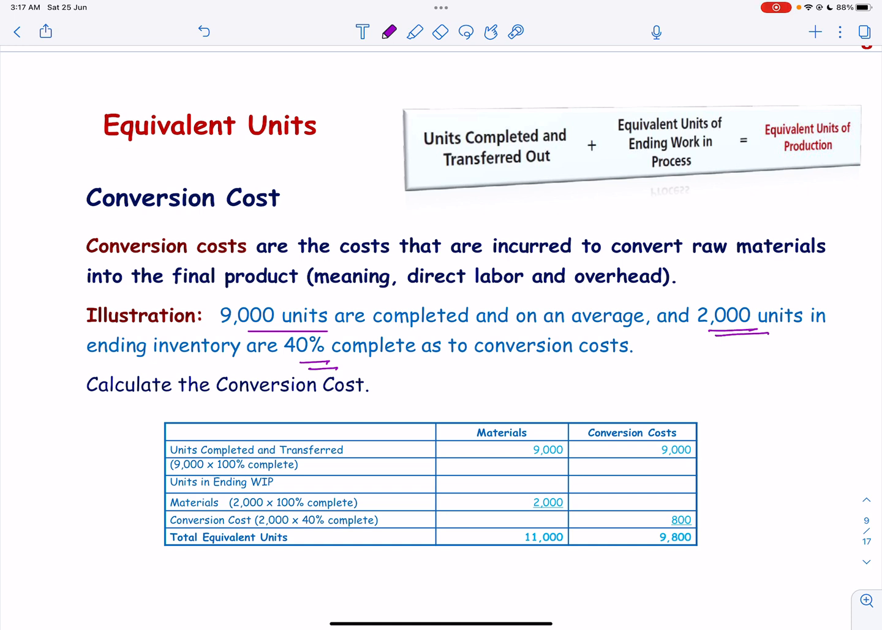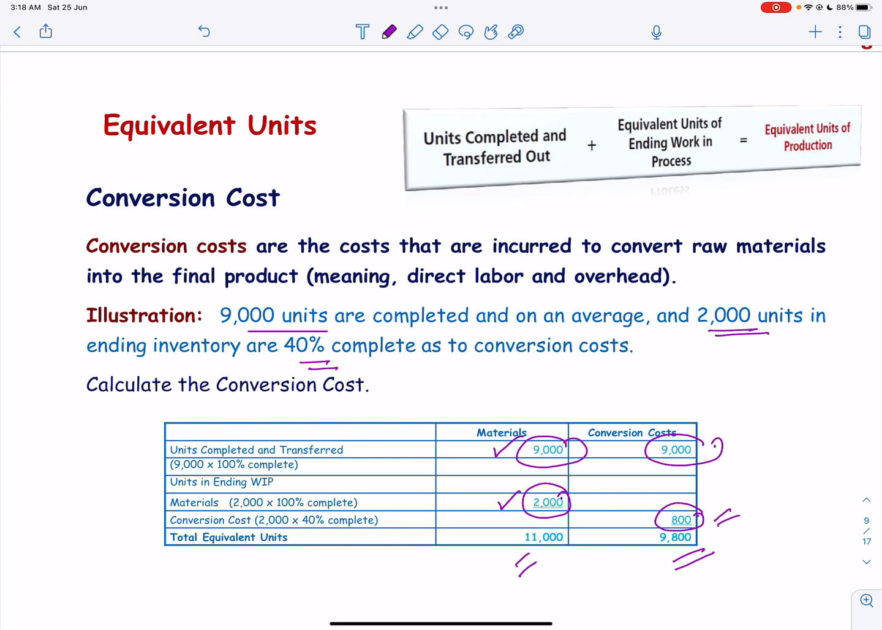transfers 9,000 units fully completed and 2,000 units fully complete for material and 40% for the conversion cost. So 40% of 2,000 is 800. So the equivalent units will be 9,000 plus 2,000, that is 11,000, plus units in ending inventory times percentage, that is 40%. So we have 9,800 for the conversion cost.